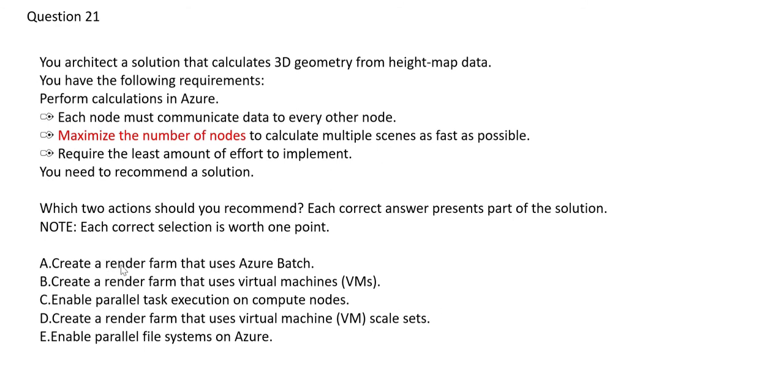So if you create a render farm, like 3 options are there with render farm. Render farm is just a farm of computers, or farm which provides heavy computes. Lot of compute nodes are there. So let's look at first option first. Create a render farm that uses Azure Batch. So usually we use Batch for running large parallel jobs, high performance compute jobs. This is definitely a use case of high performance compute.